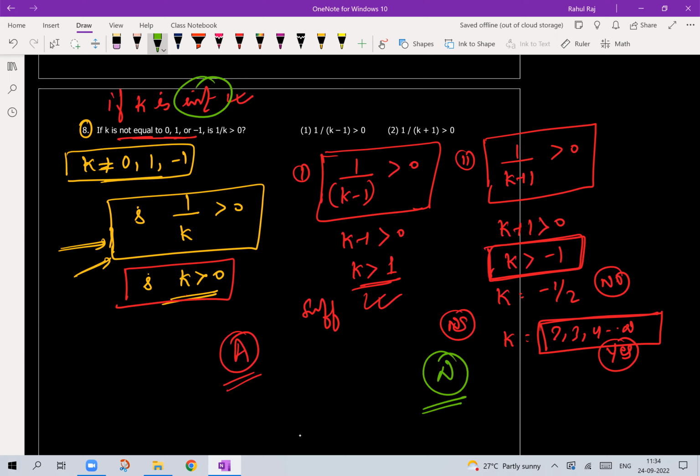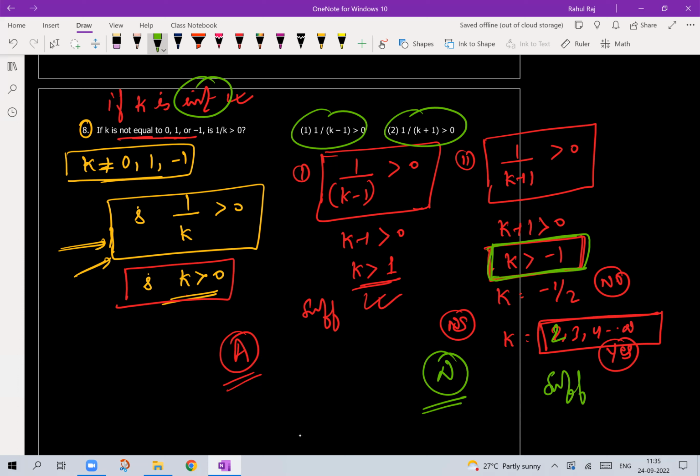But if there is a slight change in the question, they give you an extra bit of information that k is an integer and k is not equal to 0, 1 and minus 1, is 1 over k greater than 0? Statement number 1 remains same, statement number 2 remains same. So statement number 2 comes as k is greater than negative 1. Now you know that k is an integer, so there is no point of it being some fractional value. You also know that k is not equal to 0, 1 and minus 1. So if k is greater than negative 1, the next value that k will take is from 2, 3, 4. So even this would be sufficient.